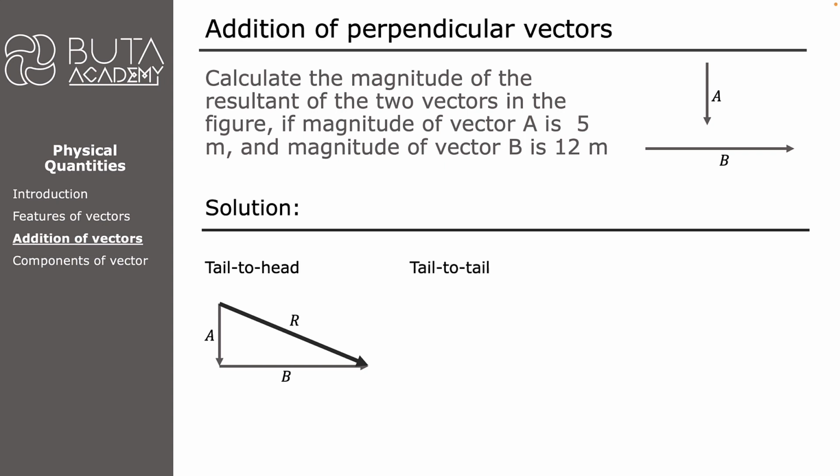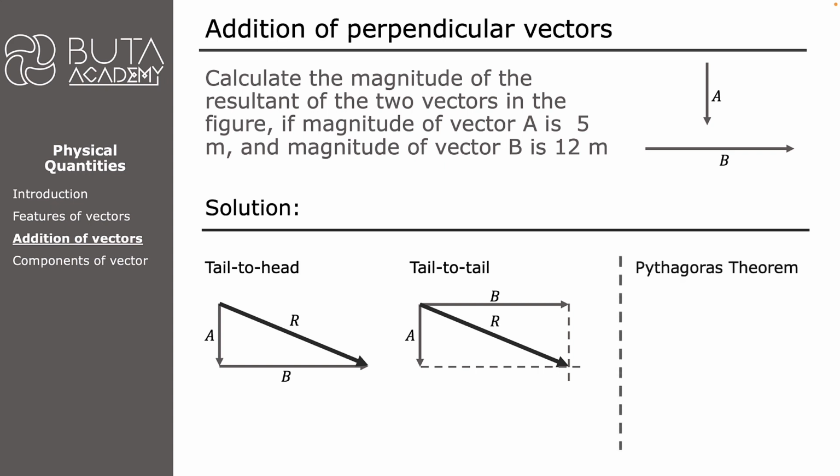In tail-to-tail method, we draw both vectors by combining their tails. Then we draw parallels to each of them. And finally, the resultant will be a diagonal starting from the tails of two vectors. In both cases, we have a right triangle with A and B as its sides and resultant as its hypotenuse. According to Pythagoras' theorem, square of a hypotenuse of a right triangle is equal to the sum of squares of two sides. In other words, C square is equal to A square plus B square.